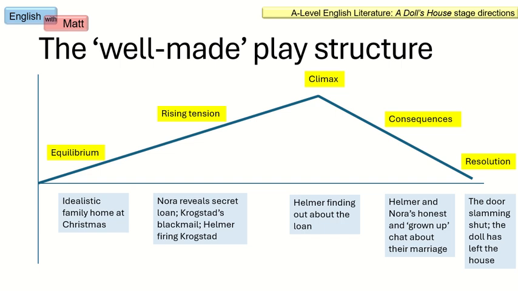Despite his best efforts, because Krogstad ultimately does forgive the loan or the IOU, it's too late, and that prompts Helmer and Nora to have a grown-up conversation about their marriage. So the consequences of that climax and Helmer's outburst, and the resolution, which is the sound of that door slamming, which reverberated around the world. The doll has essentially left the house. So that's just a little brief summary of how this play meets the well-made play structure format.